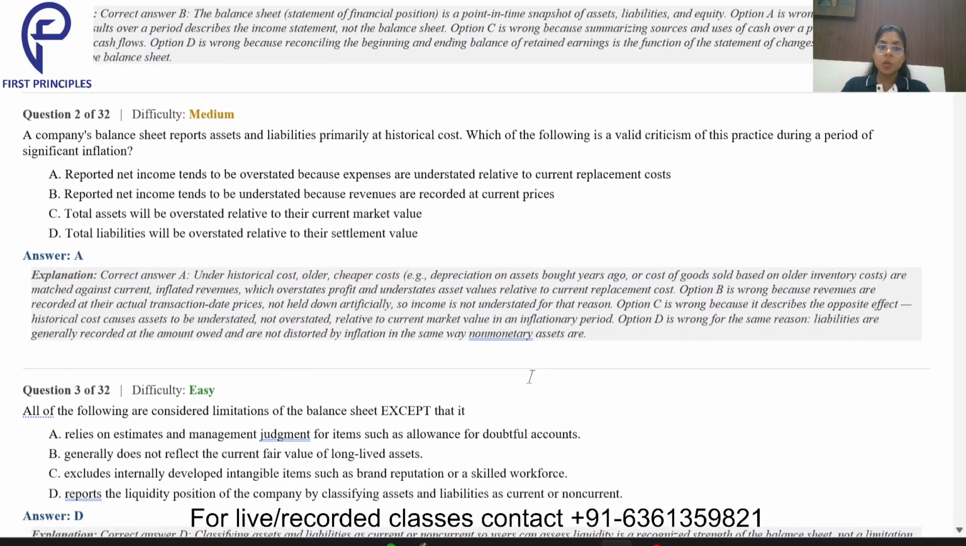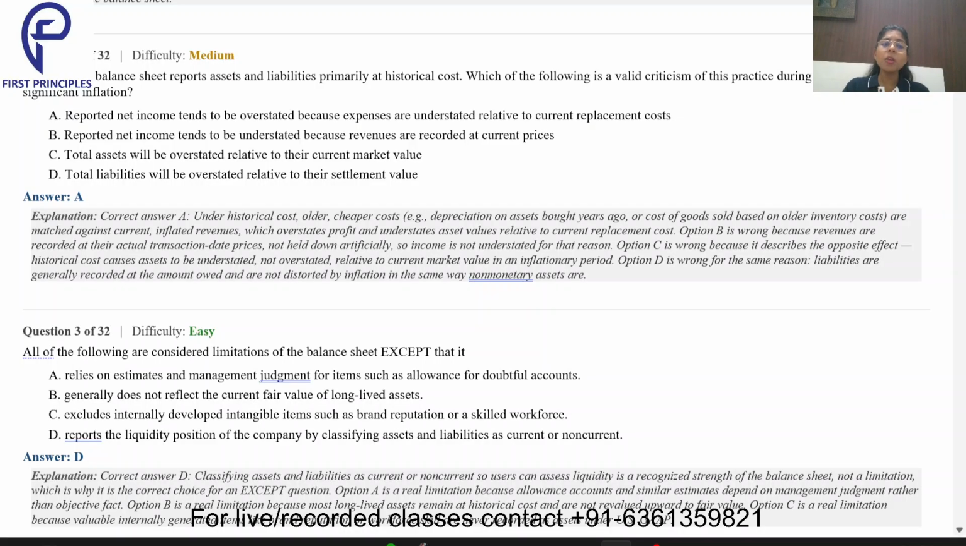Moving on to question number 2. Question 2 is about a company's balance sheet that reports assets and liabilities primarily at historical cost. Which of the following is a valid criticism of this practice during a period of significant inflation?